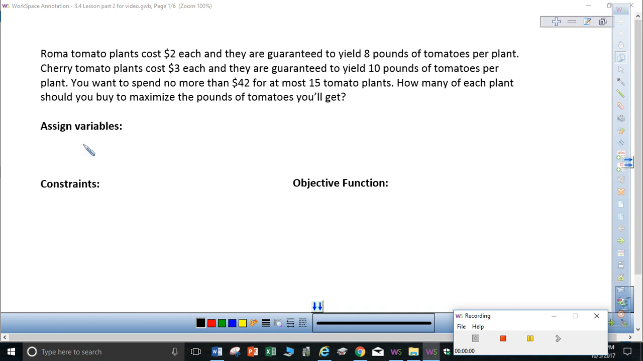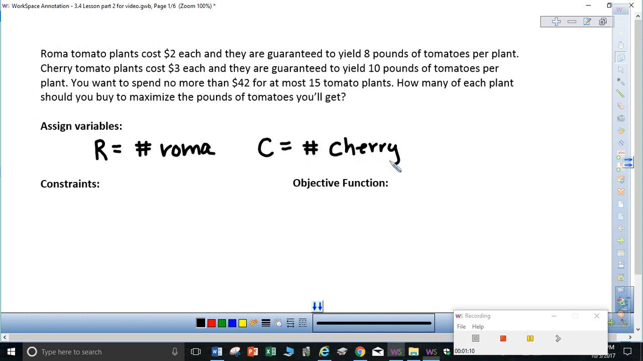So we're going to start by assigning our variables. You can use X and Y for your variables. Sometimes what I do is I choose letters that remind me of what they represent. So I'm actually going to use R to represent the number of Roma tomato plants. I'm going to use C to represent the number of cherry tomato plants. And then one other variable that we'll be using in the objective function has to do with what we're trying to maximize, which is the total number of pounds of tomatoes. So I'm going to have P represent the number of pounds.